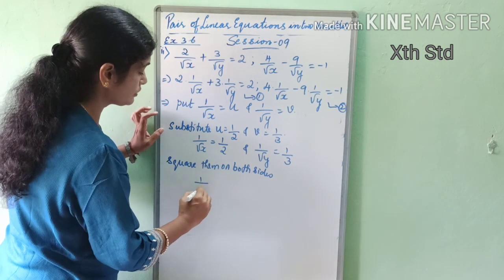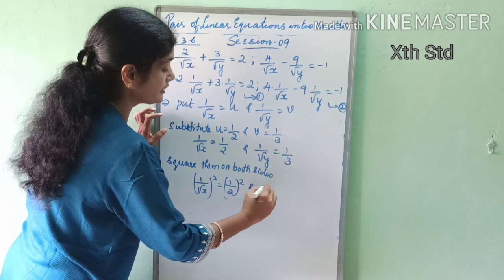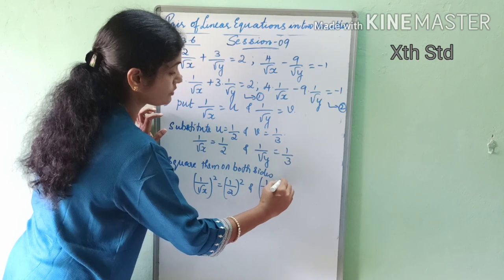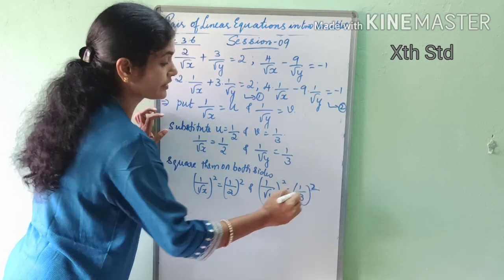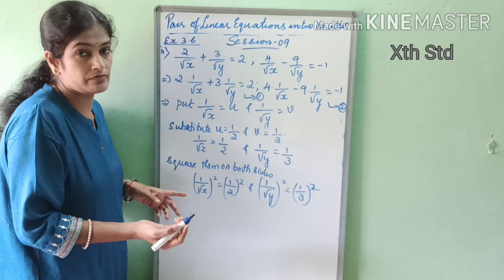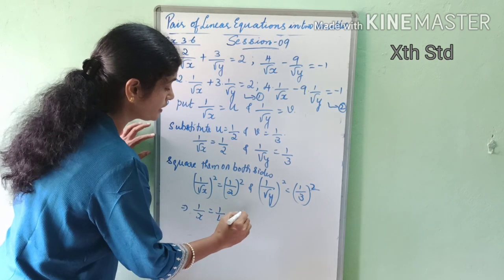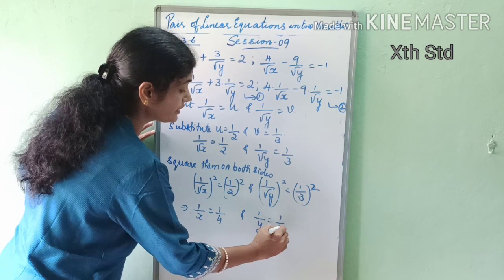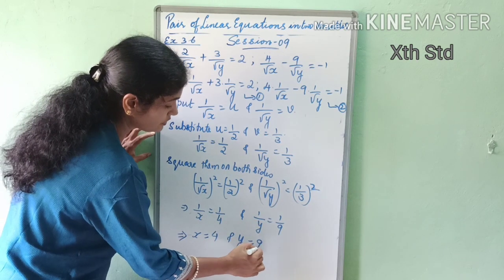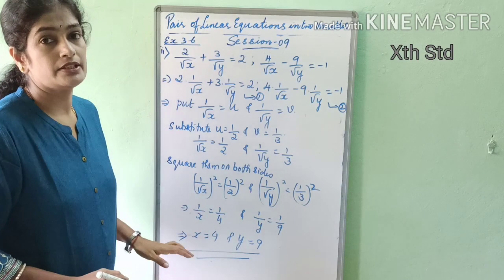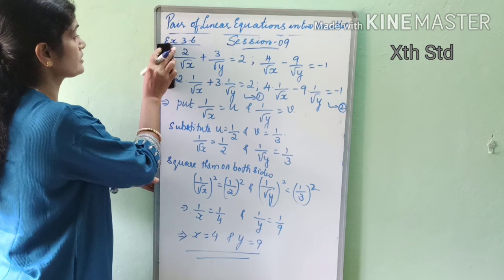So 1 by root x whole square is equal to 1 by 2 whole square, and this side 1 by root y whole square is equal to 1 by 3 whole square. Right. So root x into root x will give you x. Therefore it is 1 by x is equal to 1 by 4 and 1 by y equal to 1 by 9, which implies x is equal to 4 and y is equal to 9. These are the values of x and y. Now let's see the next bit of it.